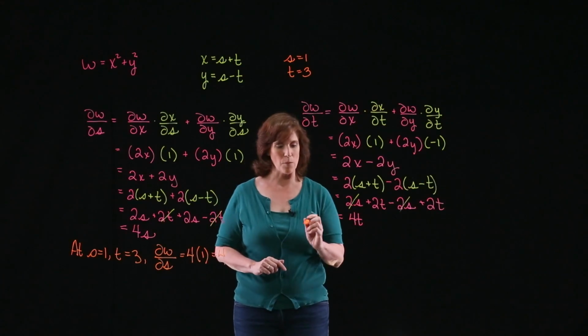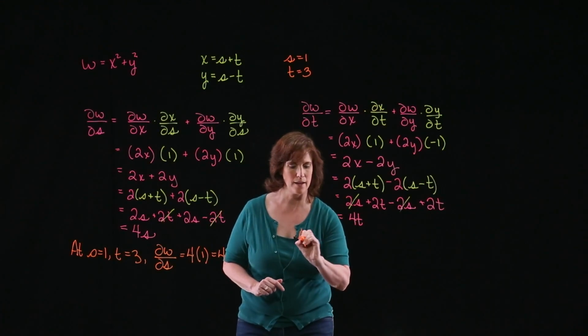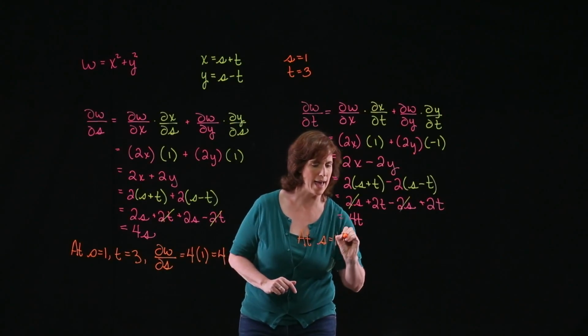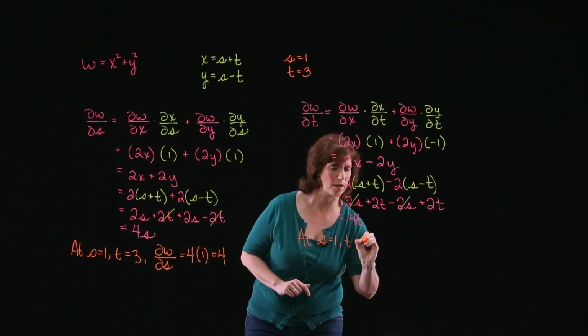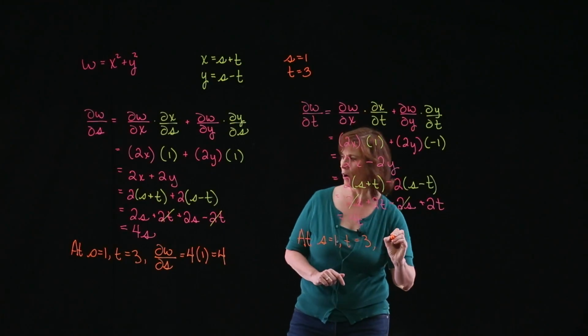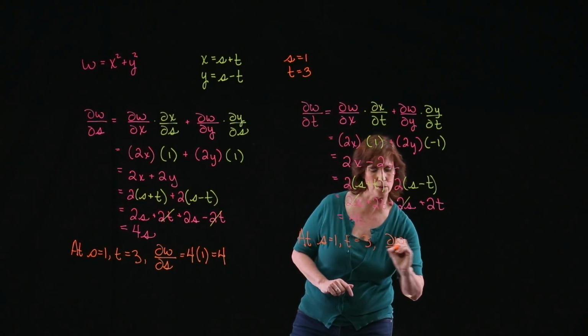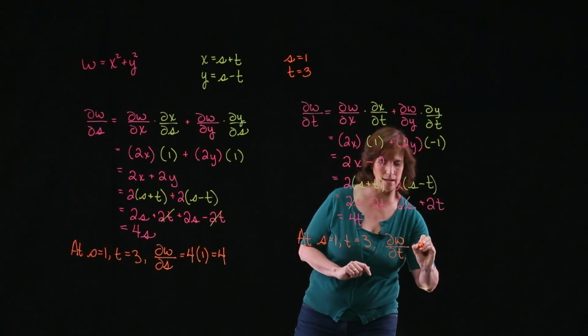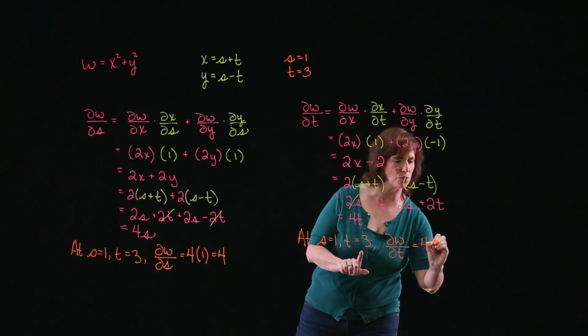So the last piece is I want to find out what happens to this partial when s equals 1 and t equals 3. The partial of w with respect to t is going to be 4 times t. So that's 4 times 3, which is 12.